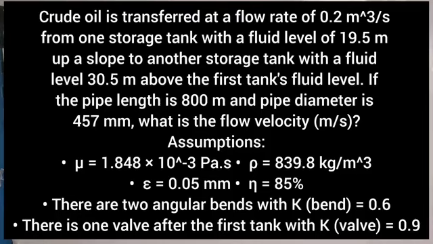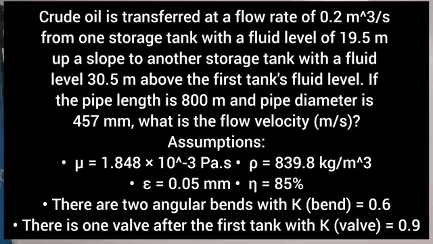In this video, we are going to be analyzing fluid flow through a pipe using this question. The question says, crude oil is transferred at a flow rate of 0.2 meter cube per second from one storage tank with a fluid level of 19.5 meter upslope to another storage tank with a fluid level of 30.5 meter above the first tank fluid level. If the pipe length is 800 meters and the pipe diameter is 457 millimeter, what is the flow velocity?